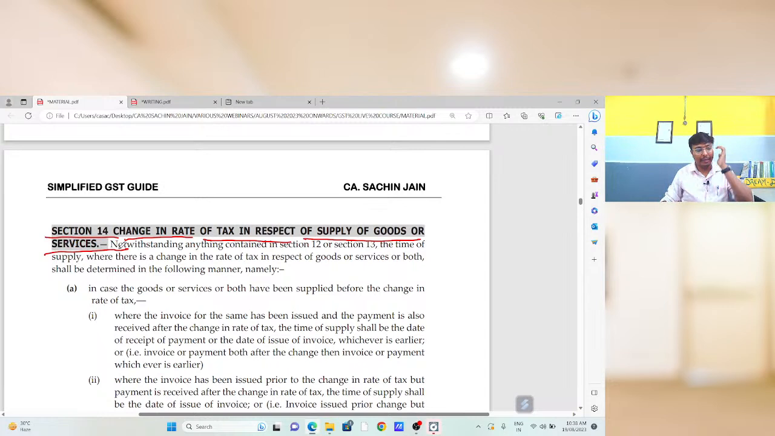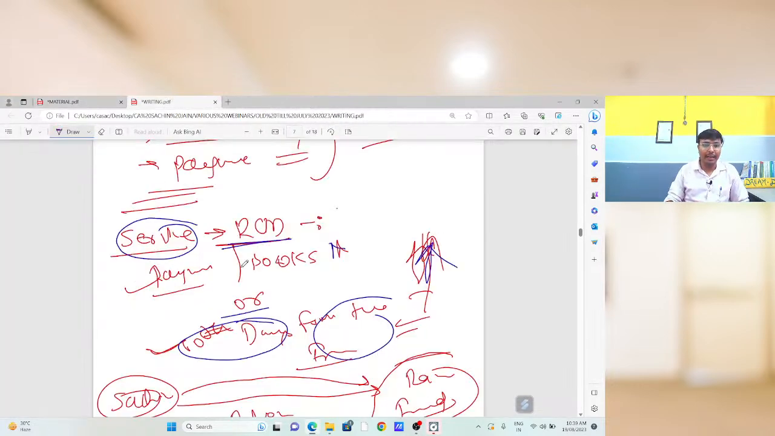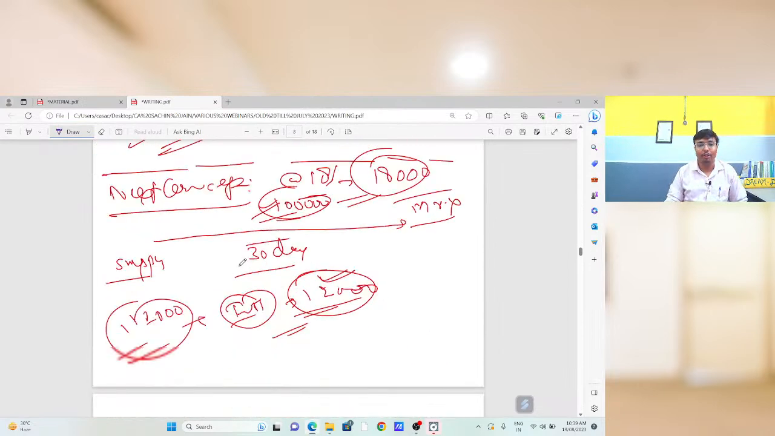Now I'm going to take our next concept and last topic for today's session. Then after that we are going to revise the concept within 5 minutes, and then we will start the next things in tomorrow's session. So first, this section is very much relevant. Section 14, change in rate of tax in respect of supply of goods or services. What is the scenario? First, we are going to discuss that, and then we are going to discuss the language of law.